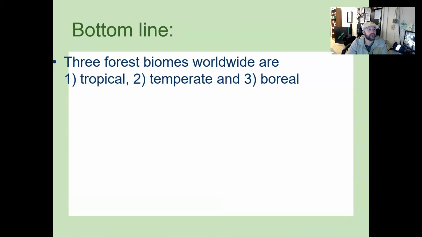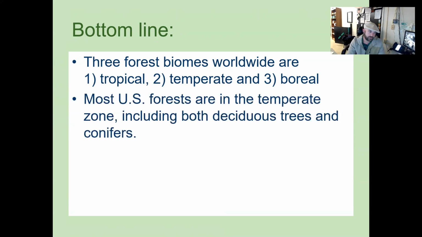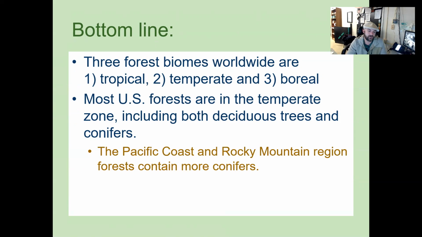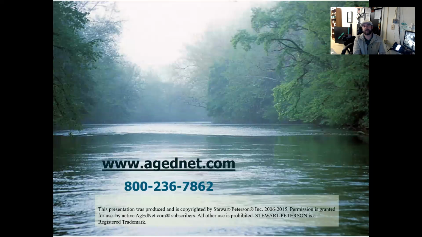So our bottom line here, we have 3 forest biomes worldwide, which are tropical, temperate, and boreal. Our area up here in Pennsylvania would be the temperate and boreal regions. Most U.S. forests are in the temperate zone, including both deciduous trees and conifers. In the Pacific Coast and Rocky Mountain region, forests contain more conifers, and north and south tend to contain more deciduous trees.